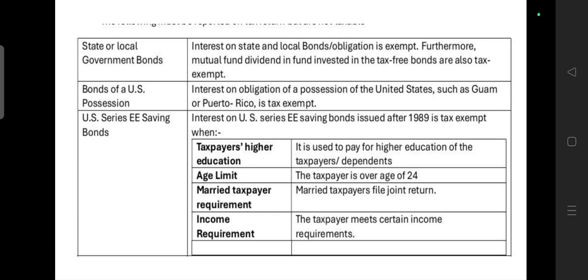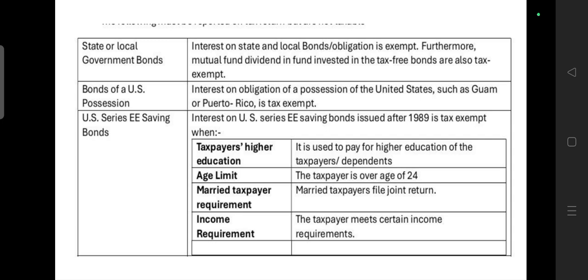The other one, the bonds of US possessions. In India, as far as India is concerned, there are the union territories called Andaman Nicobar, Lakshadweep. Same way, there are certain territories: Guam, Puerto Rico is a Caribbean island, Guam also an island. For their obligation, they want funds for their development or various other purposes. They will issue the bonds. Such bonds, these obligations of US possessions, are also exempted.